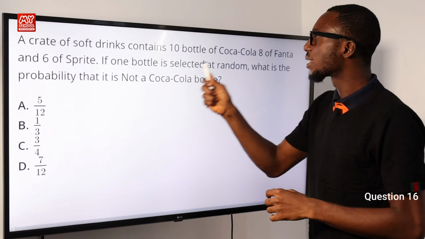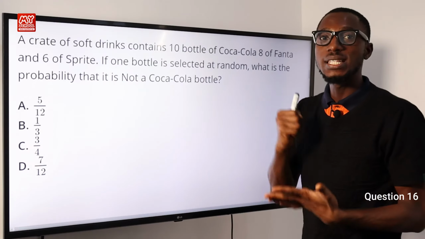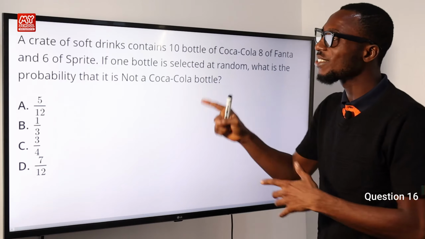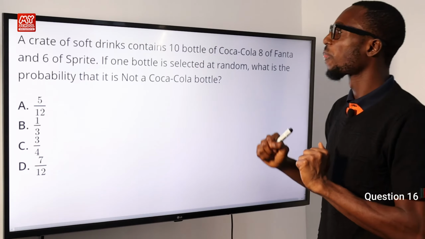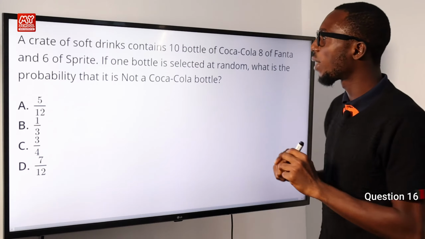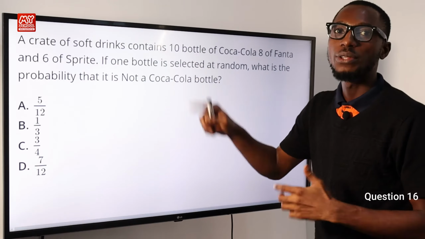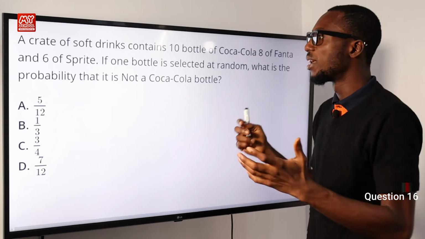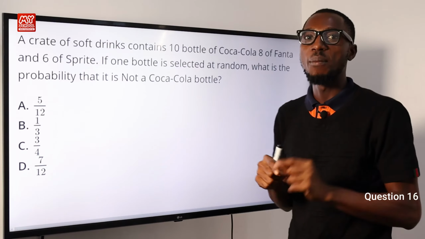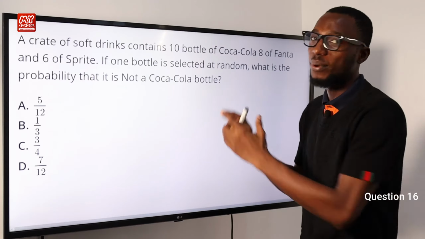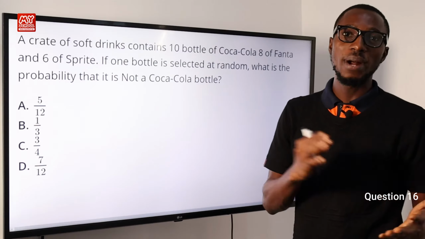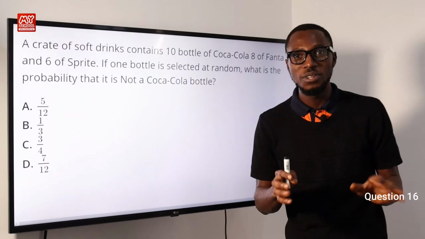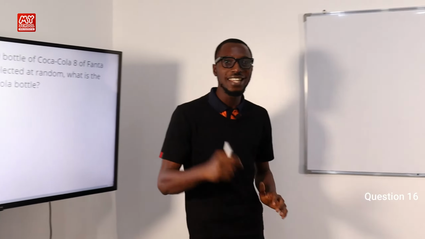If one bottle is selected at random, what is the probability that it is not a Coca-Cola? That it is not a Coca-Cola bottle. So that implies, how many Coca-Cola bottles do we have? We have 10 out of 24 bottles. So the probability that it is not a Coca-Cola will be 1 minus the number of Coca-Cola, which is 10, over the total number of bottles, which is 24. So let's go back to the board and proffer a solution to this very easy question.